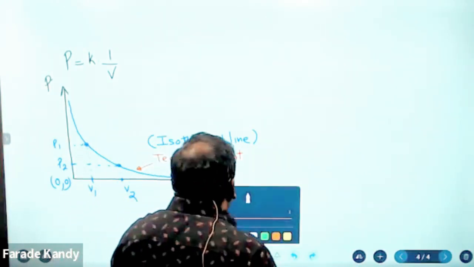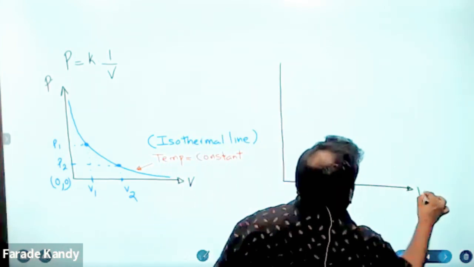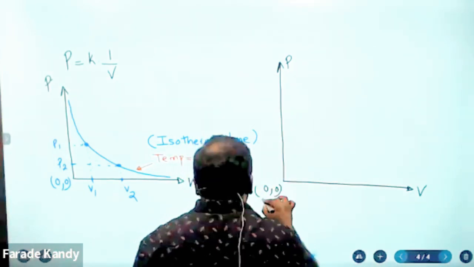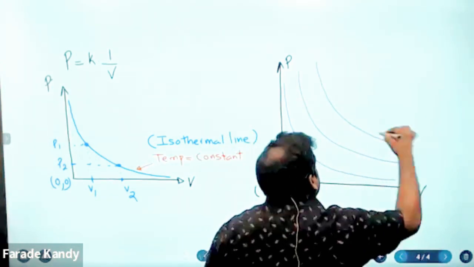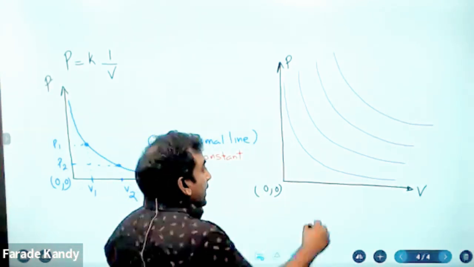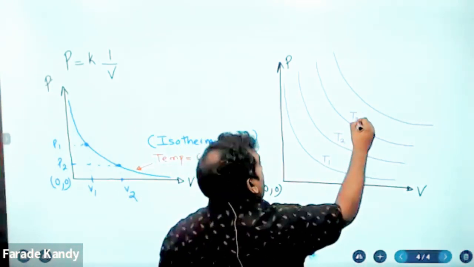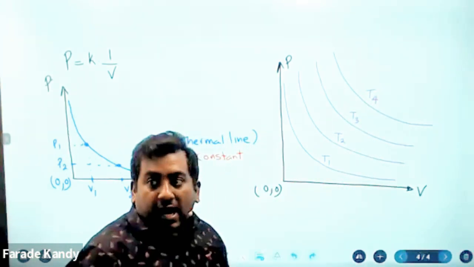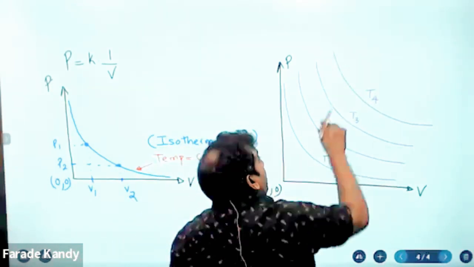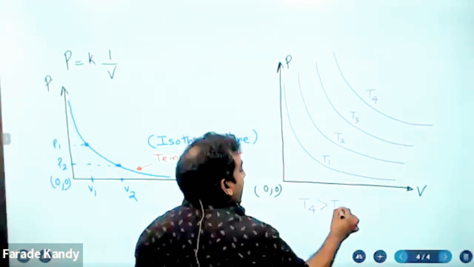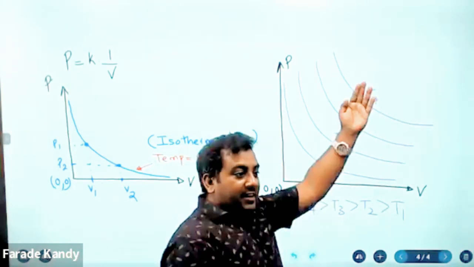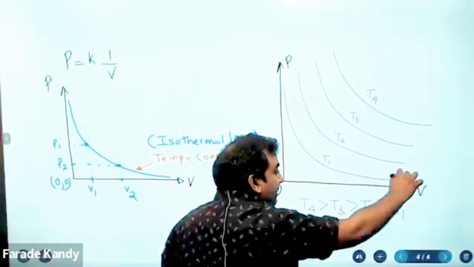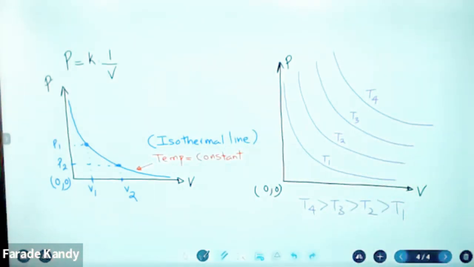Clear? Next. Different temperatures will have different isothermal lines. We can draw like this. Here temperature T1, here temperature T2, here temperature T3, here temperature T4. How do you know which temperature is smaller or bigger? Bigger temperatures will move away from the origin. T4 is larger than T3, larger than T2, larger than T1. Smaller temperatures are closer to the origin. What is important? Along this line everywhere, temperature is what? Isothermal line.